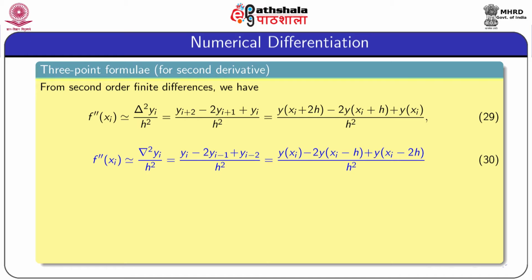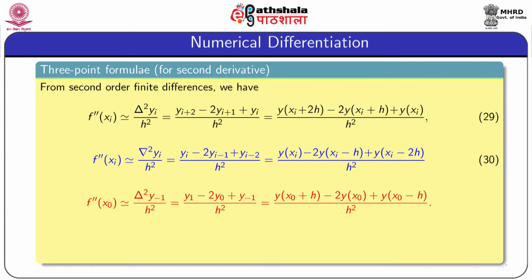And equation 30 is also a formula to find the second derivative at xi, but this formula is based on the second order backward difference formula. In particular, the second derivative of f at x0 is approximately equal to delta 2 at y minus 1 by h square, which is equal to y1 minus 2y0 plus y minus 1 by h square, which is equal to y at x0 plus h minus 2 into y at x0 plus y at x0 minus h, whole divided by h square. In general, the second derivative at xi is approximately y at xi plus h minus 2 into y at xi plus y at xi minus h, whole divided by h square. So all these formulas are used to find the second derivative of f at xi.